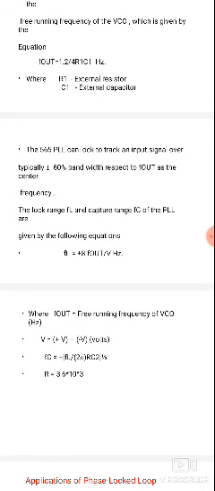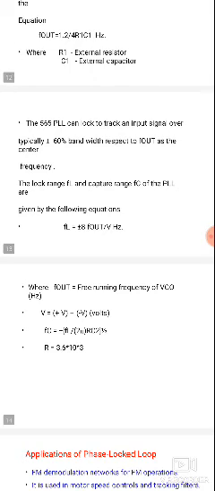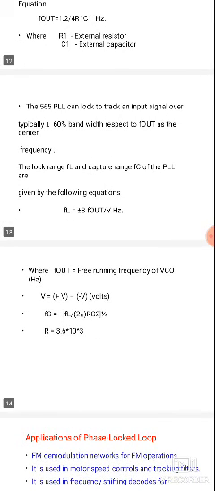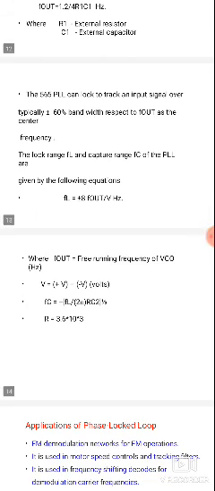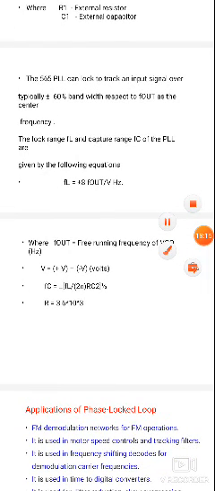The lock range FL. FL stands for frequency of lock range: F is frequency and the suffix L indicates lock range. The capture range is FC, the frequency of capture range. The lock range and capture range frequencies of the PLL, FL and FC, are given by equations. FL is the lock range, and the lock range is equal to plus or minus 8 into F out by V.